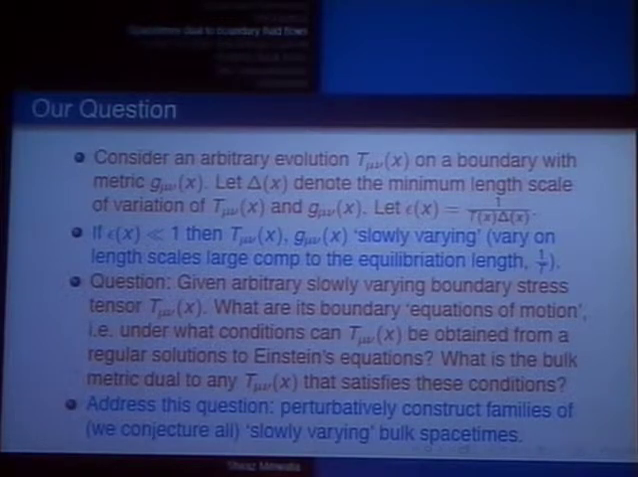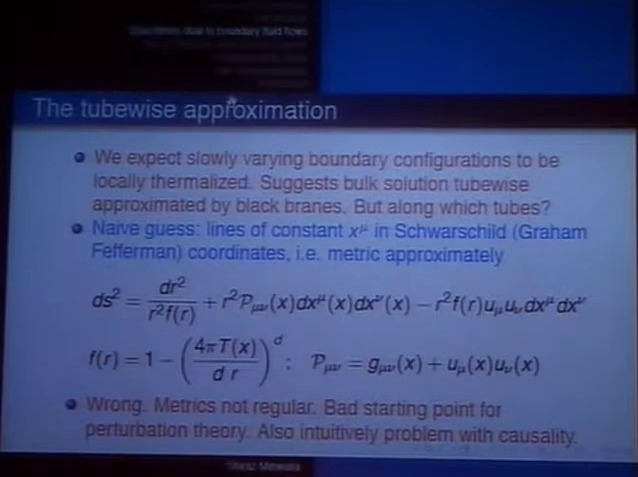We're going to address this question only in the limit of very small epsilon of x, in perturbation theory in epsilon of x. And the way we're going to address it is by constructing a large class of solutions that have this property, that they're slowly varying, and then we will conjecture, and there's some evidence for this conjecture, that these are all the solutions that have this property. So that's the question we plan to address in this talk.